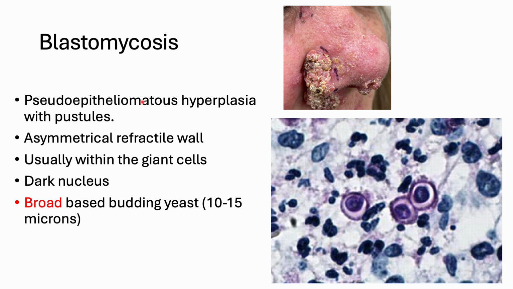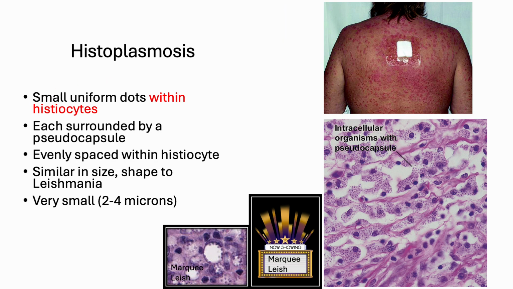And one not too unique, but good to remember, is that blastomycosis can also cause pseudoepitheliomatous hyperplasia, which can mimic a squamous cell carcinoma of the skin. Next disorder is histoplasmosis, which is an infection caused by inhaling the spores of a fungus called Histoplasma capsulatum. It usually infects the lungs, but it can also spread into other parts of the body, including the skin.